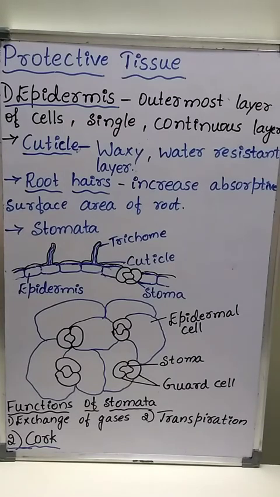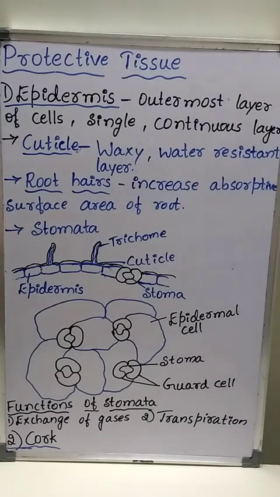Whereas in the case of mesophytic plants, mesophytic means plants which are present in the presence of sufficient water. Hydrophytic means plants which are present in water. Plants which are present in water are called hydrophytic plants. Mesophytic means plants which are present in normal or sufficient water.